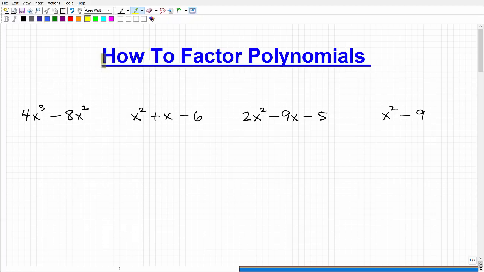Okay, how to factor polynomials. So the purpose of this video is I'm going to try to give you some powerful tips on how to factor the most common polynomial situations that you're going to come across in algebra or algebra 2 or college algebra, whatever course you might be in that involves factoring polynomials. These are going to be the most common situations.